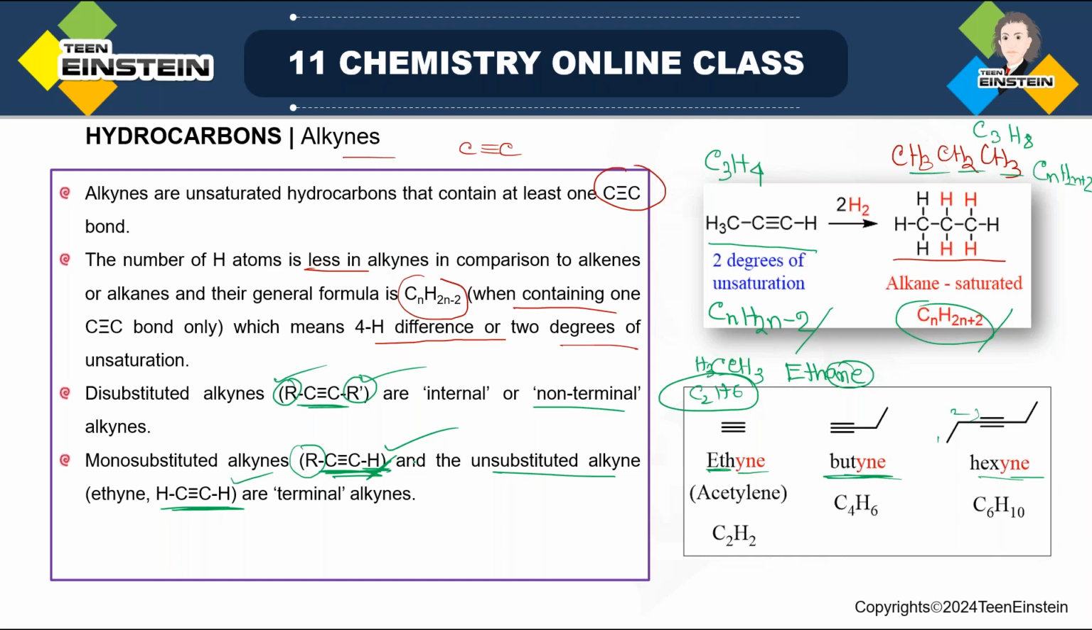Right now, just remember, whenever you have a mono-substituted alkyne, that is, at least one hydrogen attached to the CC triple bonded carbon, then there will be some acidic nature for that particular alkyne.